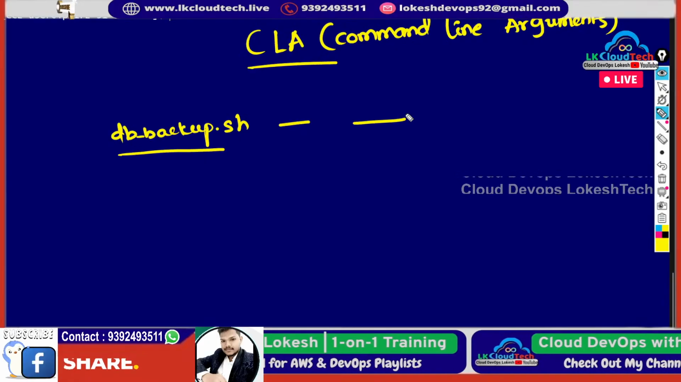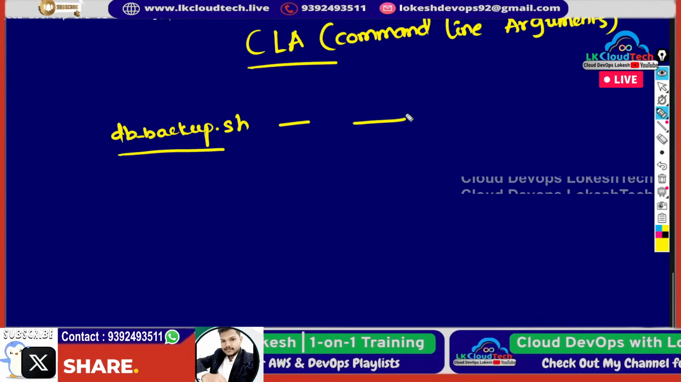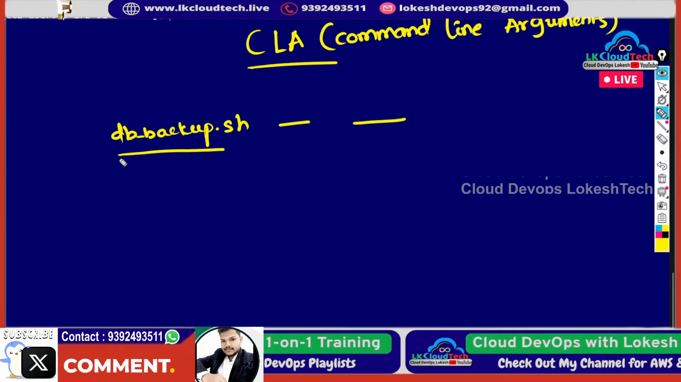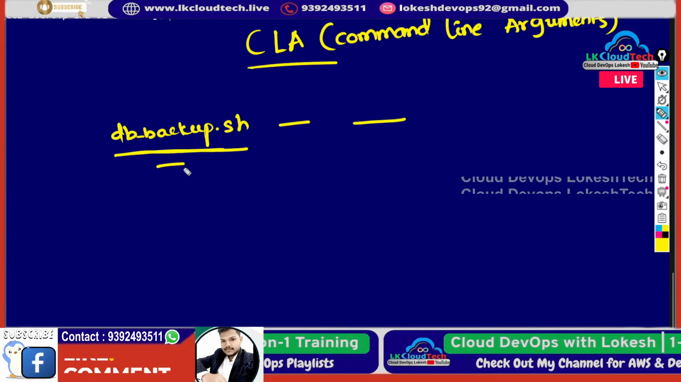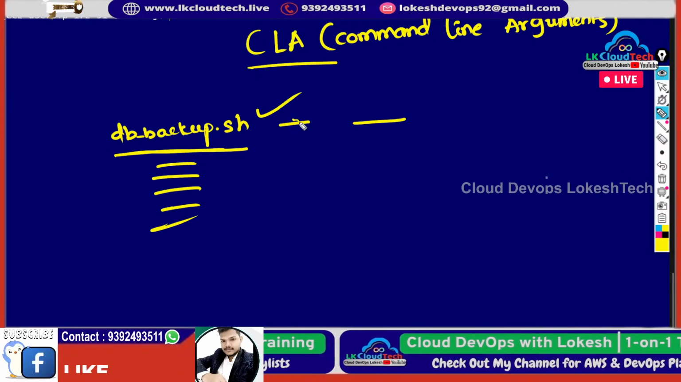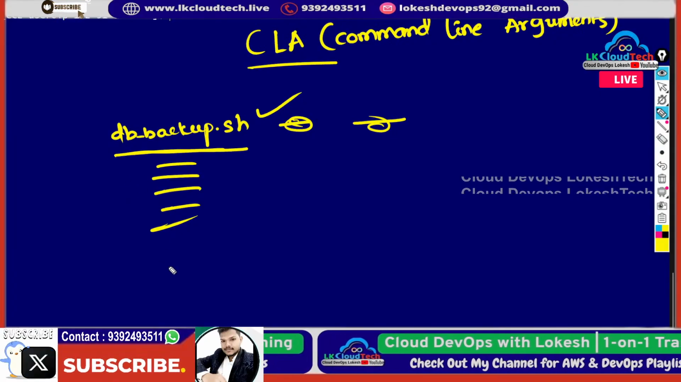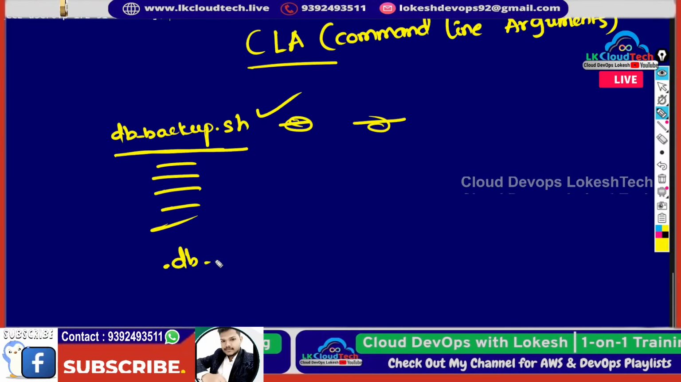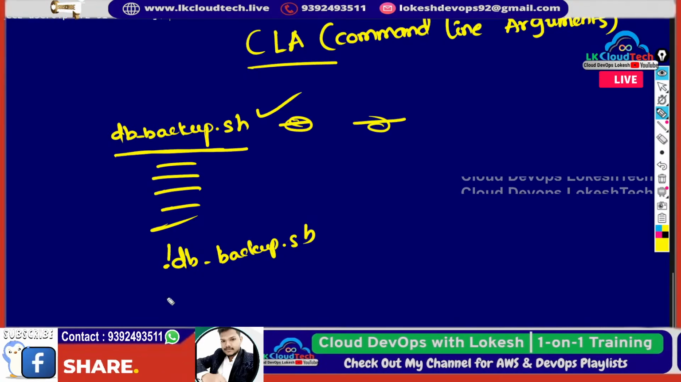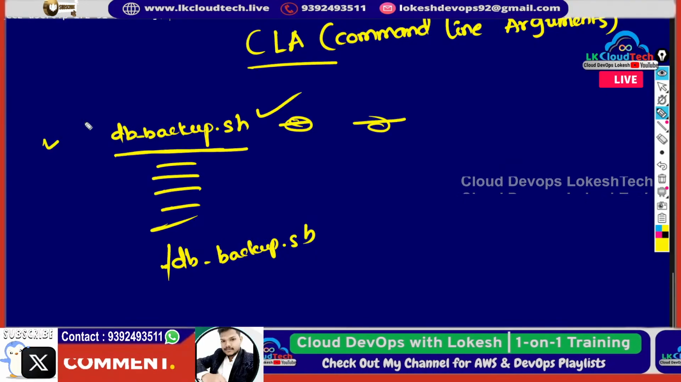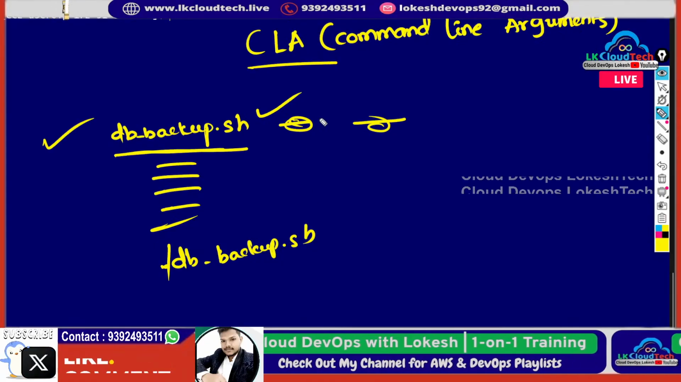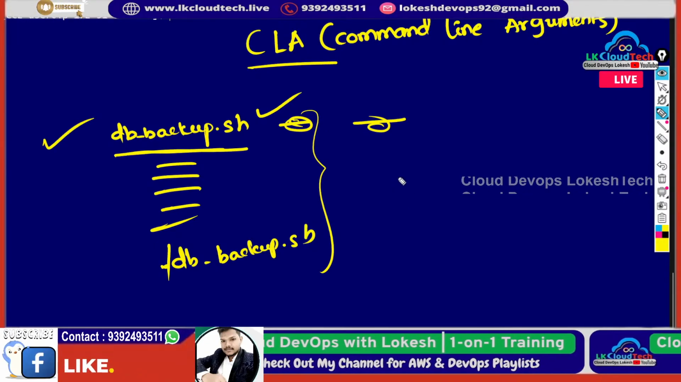I'll give you an example. Actually, I have printed something. Consider this dbbackup.sh. You kept something inside this shell script. Clear? You understood? But after running this dbbackup.sh file, you are running this shell scripting file, so while you are running it, you will get a question.